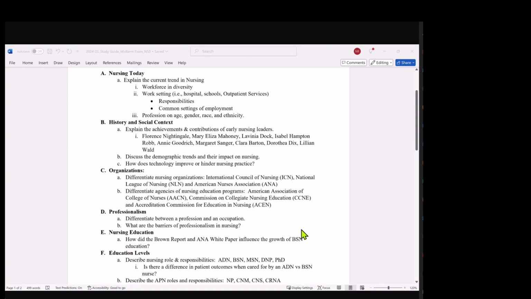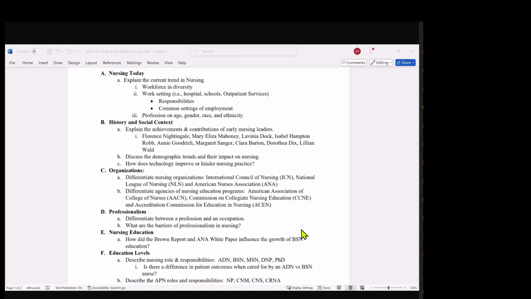The professionalism aspect, and I'm asking you to put it in chat, is really define what the difference is between a profession and an occupation. What are some of the characteristics of a profession and an occupation? And also, nursing has sometimes not been considered a profession. And so what is it? What is the barrier that prevents nursing from being really embraced as a profession when in fact it really is?